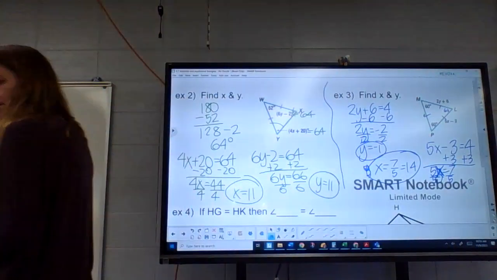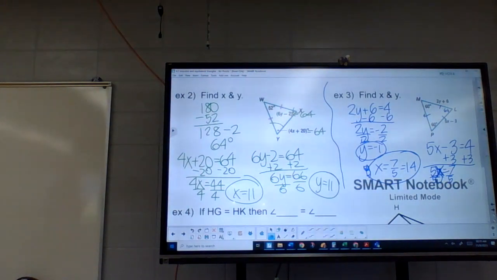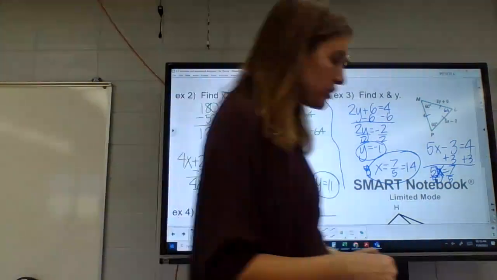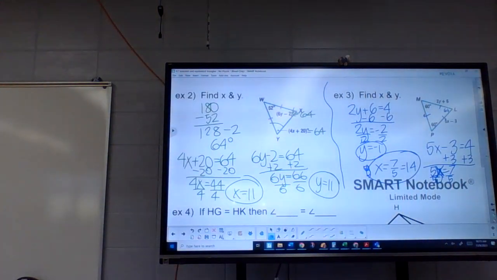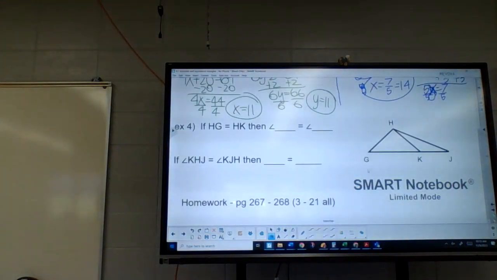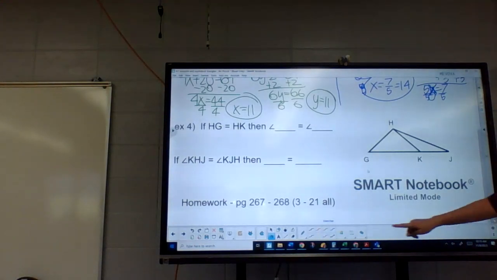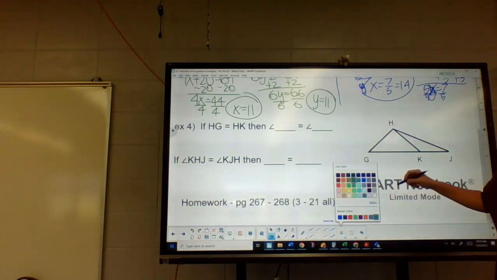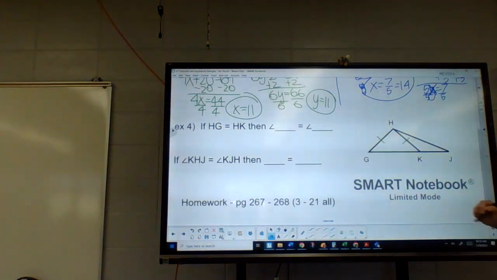Okay. And then our last one is kind of similar to the questions we did before. So they give us some information about these triangles, and we want to figure out what angles are the same or what sides are the same depending on what they give us. So they tell me HG equals HK. What angles have to be the same then? What angles would have to be the same?